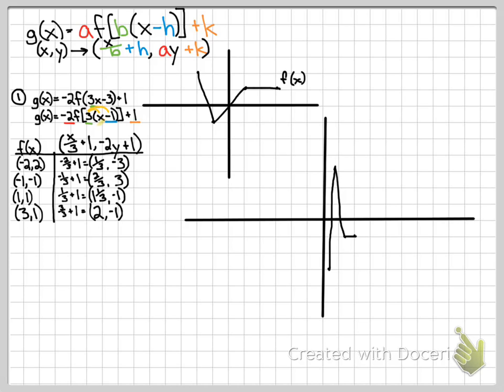And then believe it or not, one of the biggest points on your test is being able to describe the transformation. So let's try to color code it so we can look back and see what happened. First of all, the 2 is negative, so that means that it's reflected over the x-axis.